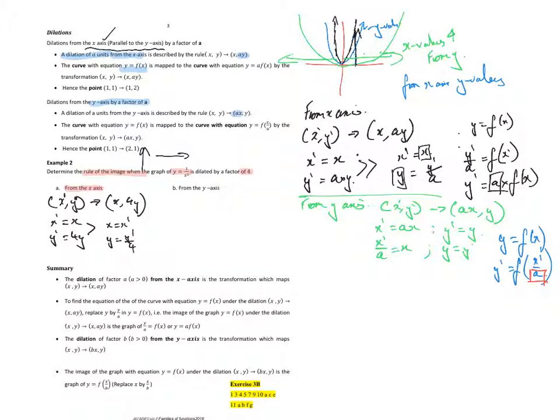Transposing slightly, x is simply x dashed, y is equal to y dashed on 4. My new equation: y, which is y dashed on 4, is equal to 1 on x squared. So my new equation is y equals 4 over x squared. So that's a dilation by a factor of 4 from the x-axis.